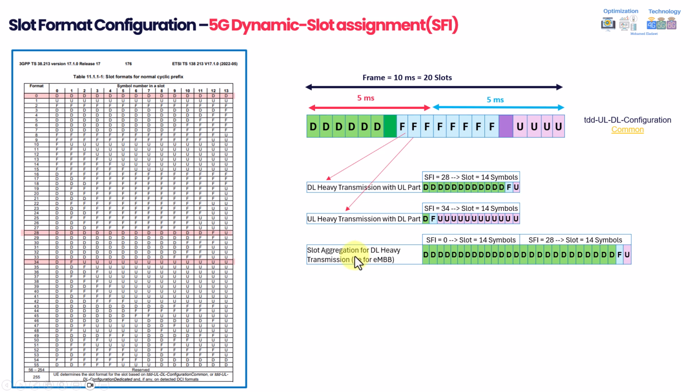Assume now you have slot aggregation. For example, assuming that you have mobile broadband heavy downlink transmission and you require even more downlink slots. Even this can be done through the DCI format. For example, it can combine SFI 0, which has all downlink, with SFI 28. So it will tell him that for these two slots, the first one will be completely downlink, and the second one will be 12 for downlink, one flexible and one for uplink.